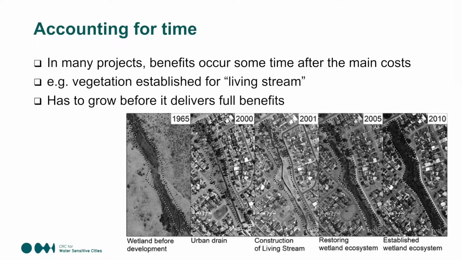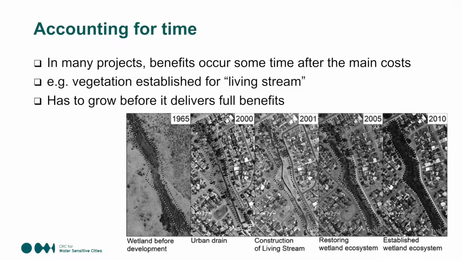Okay, so the next issue is about time. We worry a lot about time in economics because in many projects the benefits occur sometime, and sometimes a long time, after when you incur the costs. So for example, here's a series of pictures from a stream restoration project in a suburb of Perth. Back in the 60s it was an agricultural paddock, but it had this more or less semi-natural stream. And then it was developed into an urban development, and it was a straight drain. And then in 2000 and 2001, a decision was made to restore it to something a bit more natural.